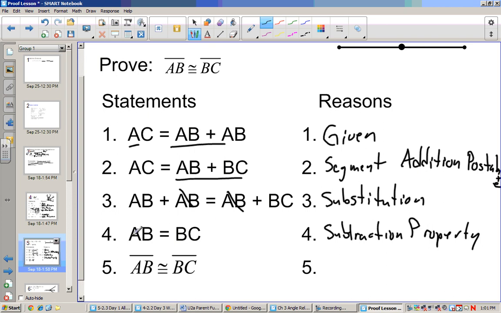And now if we know these two distances are equal, the two segments are going to be equal because that's the definition of congruence.